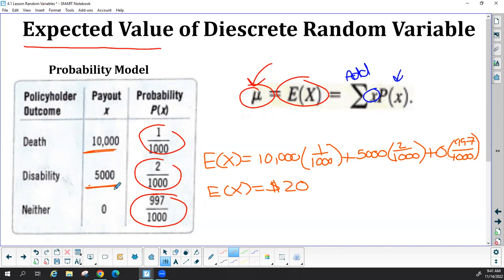But there are so many people, approximately 997 out of 1,000. There are so many people who are going to pay $50 a month every month for the duration of this policy and never get any money back from the insurance company because they did not die and they were not permanently disabled, which is great. But they will basically just be paying for this insurance policy they never had to use, and therefore the insurance company will make lots and lots of money.